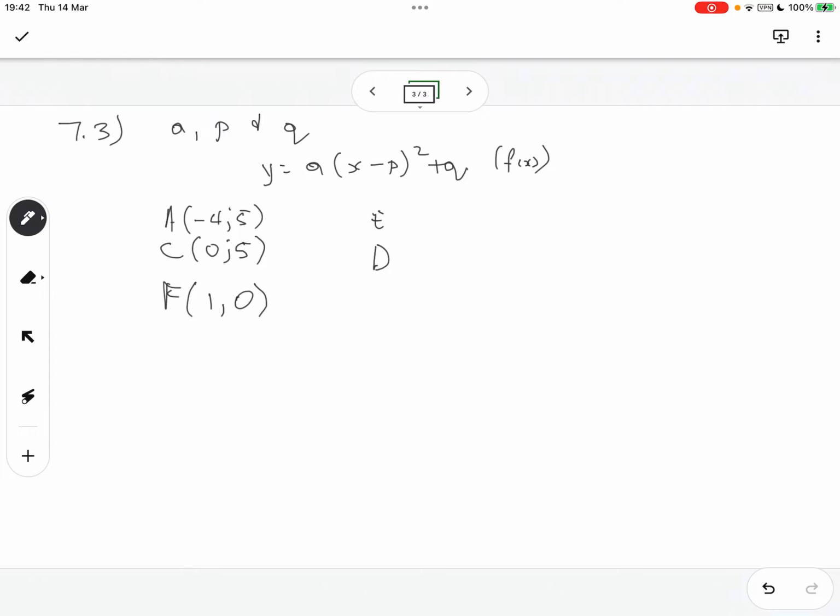So that being done, we want to first find a. Our parabola is facing downwards, so a is less than 0. That we must keep in mind. So our a is less than 0.